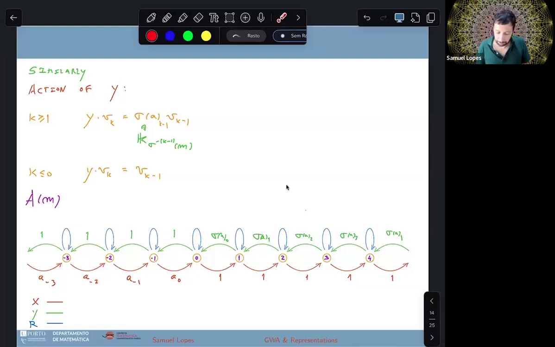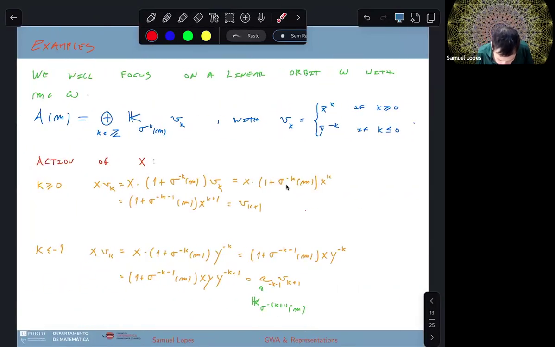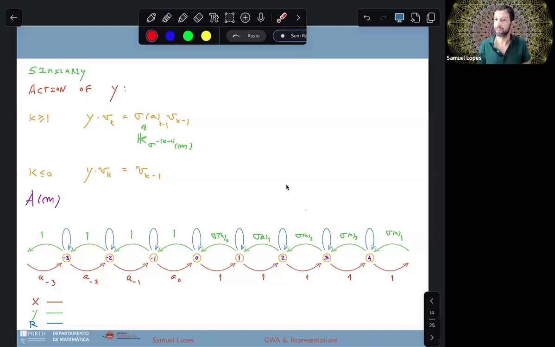What does it mean for all of these things to be non-zero? For example, what does it mean for this A0 not to be 0? It means that A modulo M is not 0. In other words, A is not an element of M. What does it mean for A minus 1 not to be 0? It means that A modulo sigma of M is not 0. In other words, A is not in sigma of M. This means that A is not in sigma squared of M. This means that A is not in sigma cubed of M.